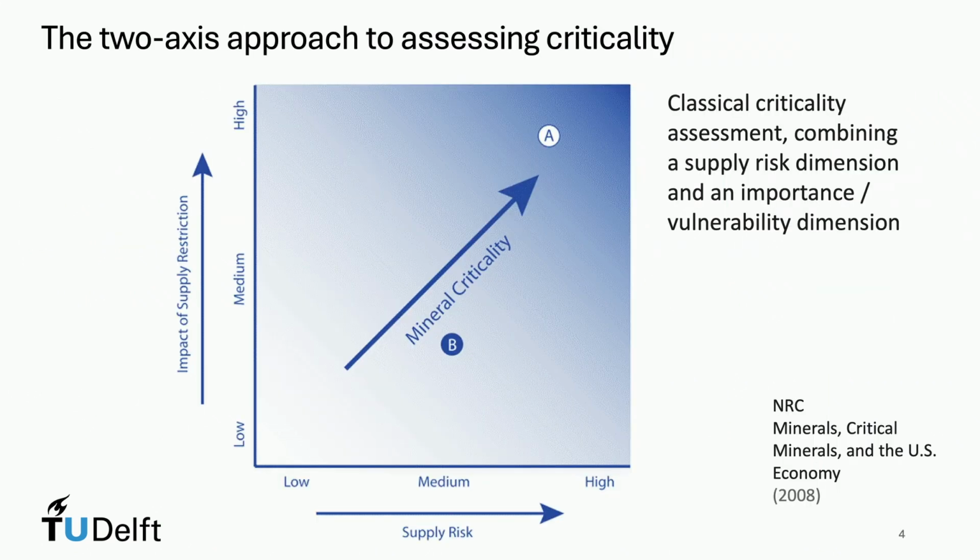In this model, you see the two-axis approach to defining criticality indicators. An assessment is made of the supply risk of a material and the impact of that supply risk happening. So, material B has a low criticality, whilst material A, being higher up on the arrow line, is highly critical. Most criticality assessments use this model and approach.